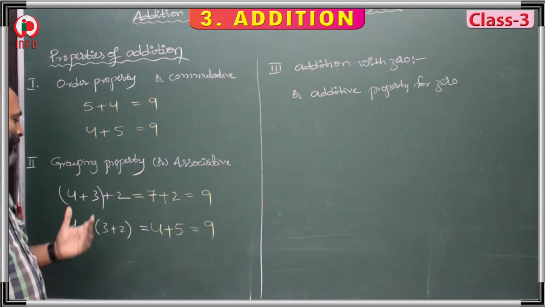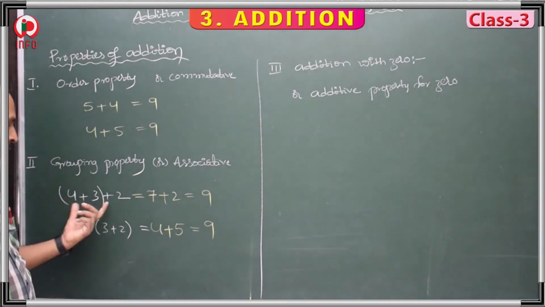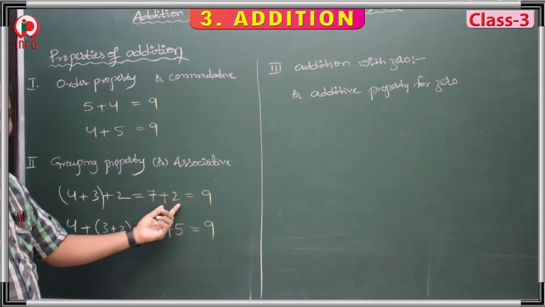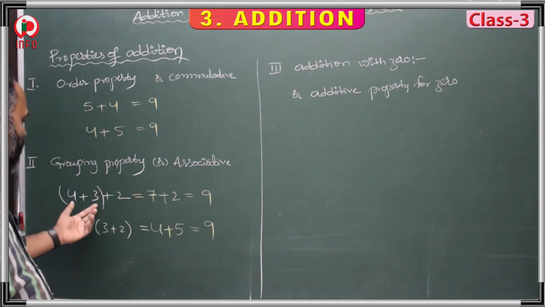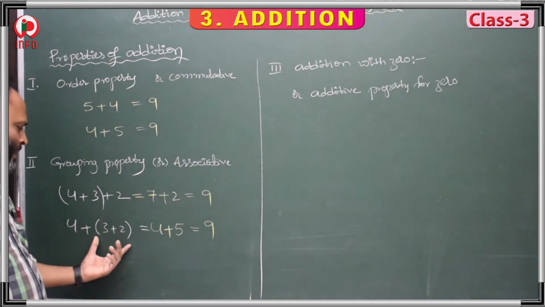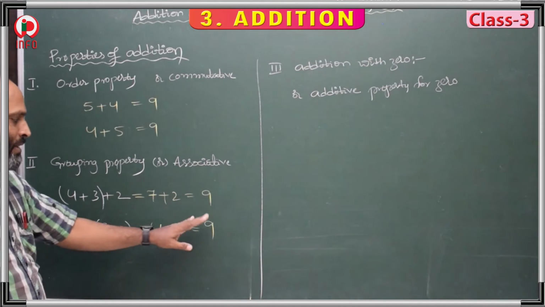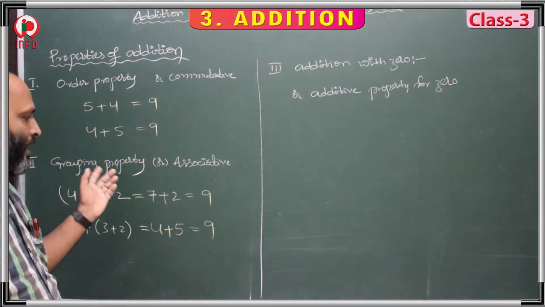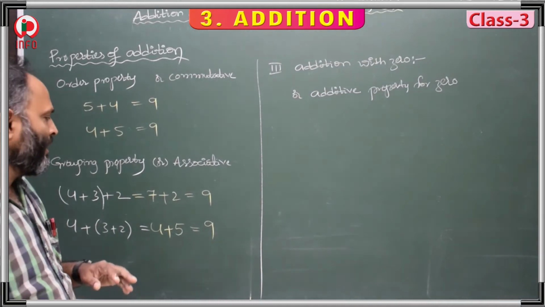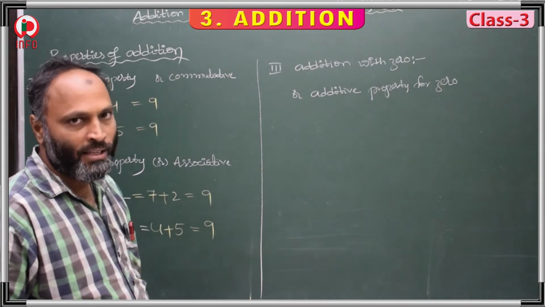In the grouping property, with 3 addends, first we make one group of the first 2 and plus 2 as it is. 4 plus 3 is 7, and this 7 plus 2 is 9. Then in the second case, we make 3 plus 2 one group. Then 4 plus, as it is, 3 plus 2 is 5. 4 plus 5 is 9. In this way we added with the same grouping also. If we make other, different groups and add, the result will be the same.